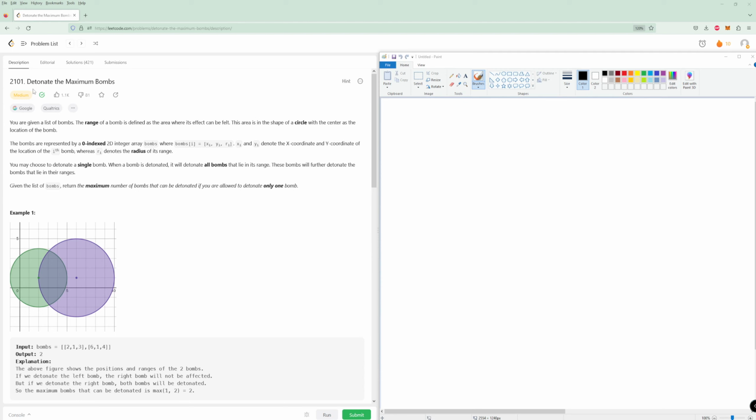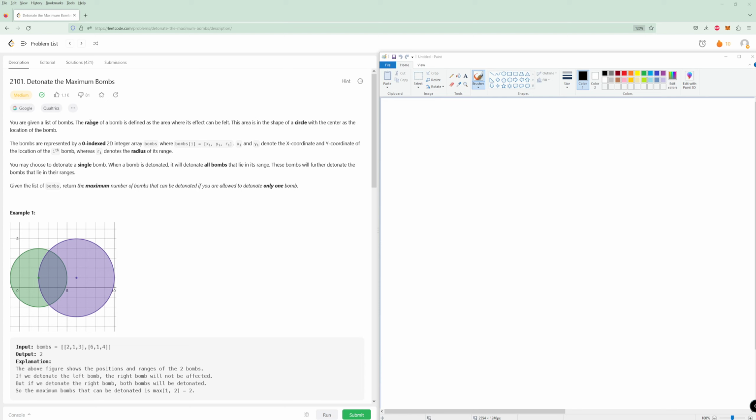This is going to be problem number 2101, Detonate the Maximum Bombs. I actually thought this was a really good problem. It definitely tests your data structures and algorithms, and it's pretty straightforward, not too tricky, and definitely gets you thinking. So let's read this problem.